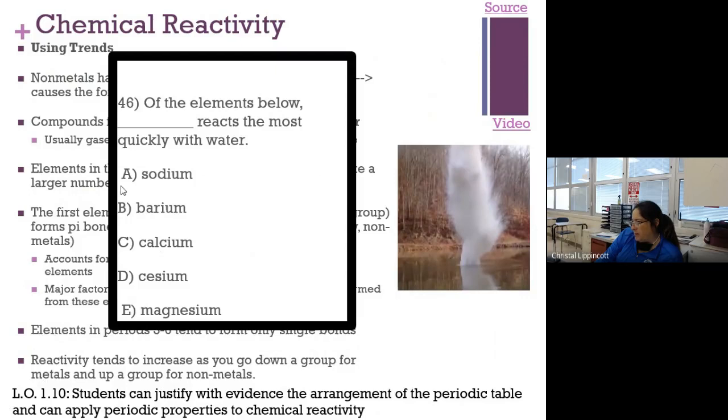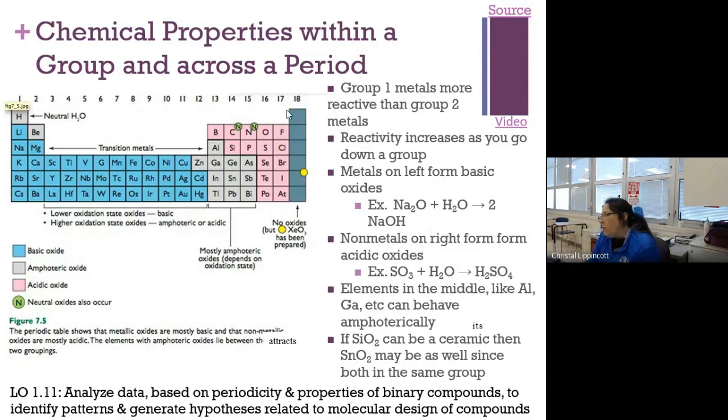So is there something south of sodium listed here? What is it? Cesium, Cs, yes. So cesium is the correct answer. All right. Group 1 metals are more reactive than group 2 metals. Reactivity increases again as you go down when we're talking about metals.